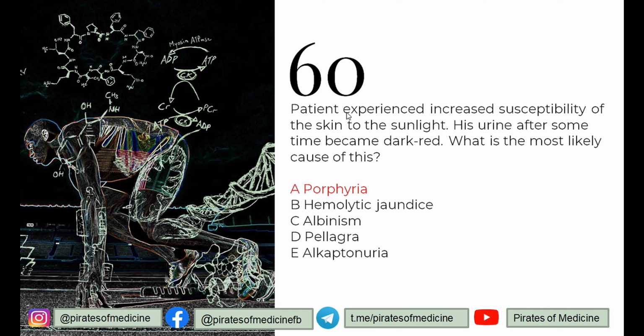So a patient experienced increased susceptibility of the skin to sunlight. His urine after some time became dark red. What is the most likely cause of this? We studied some porphyrias in the first video of this series. I told you porphyrias are disorders of heme synthesis. Porphyrias are also called vampire diseases because the people who have porphyrias are very photophobic. So let's see what other symptoms of porphyria there are.